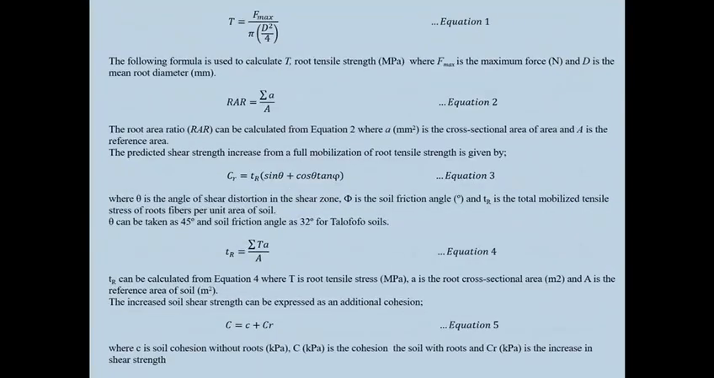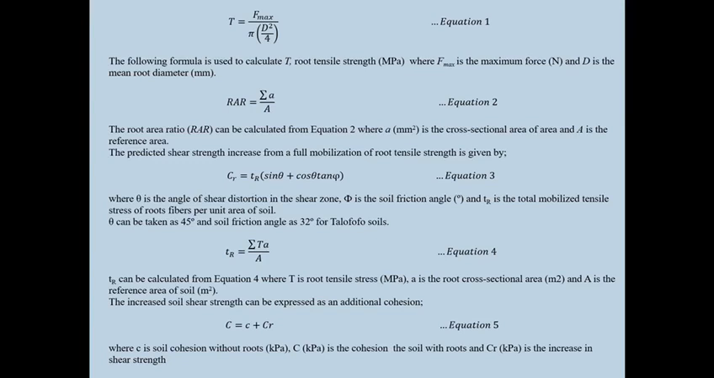For calculating our results, we use the following equations. Equation 1 is used to calculate T, root tensile strength in MPa, where F max is the maximum force in newtons, and capital D is root diameter in millimeters. The root area ratio can be calculated from equation 2, where small a in millimeters squared is the cross-sectional area of root, and capital A in millimeters squared is a reference area.